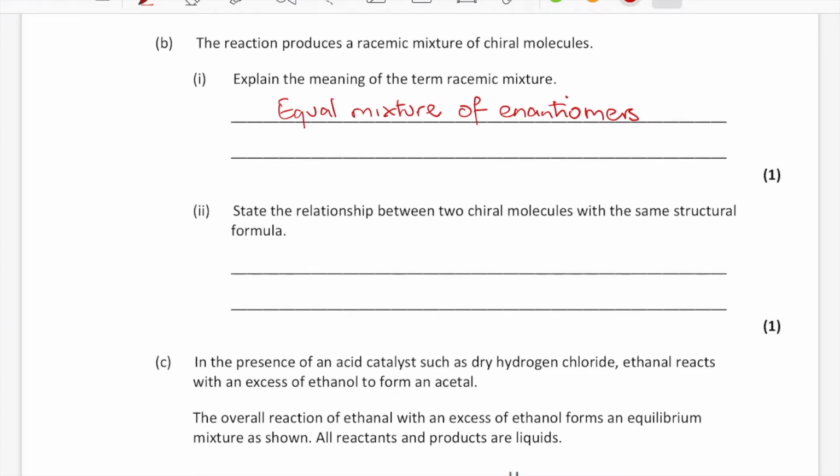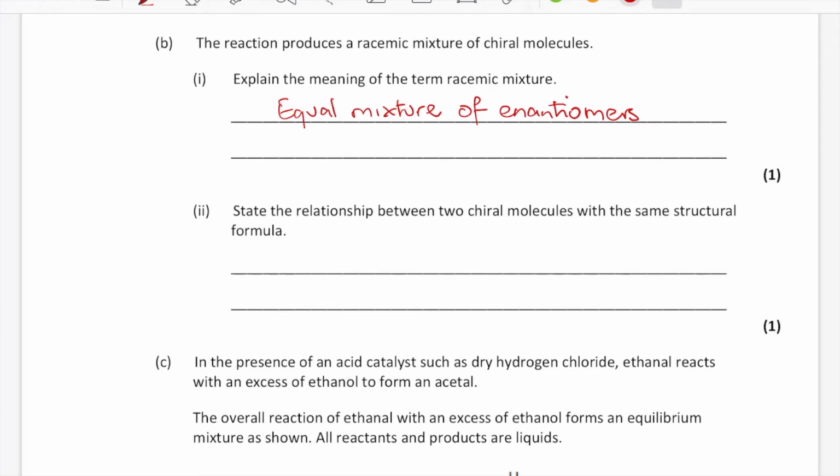Then it asks us to state the relationship between two chiral molecules with the same structural formula. Whenever we have molecules with the same structural formula but which are different, they must be stereoisomers. They have the same structural formula but a different spatial arrangement. We have two types of stereoisomers. We have geometric, which come about when we have a carbon-carbon double bond, because of the restricted rotation of that bond. And then we've also got optical isomers. And if we're talking about chirality, we're clearly talking about optical isomers.